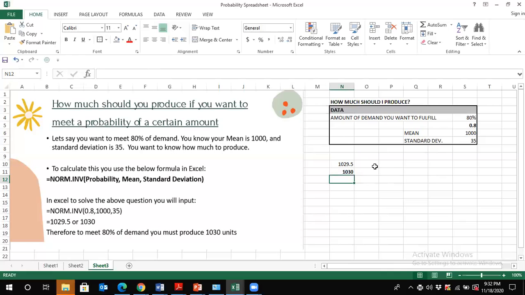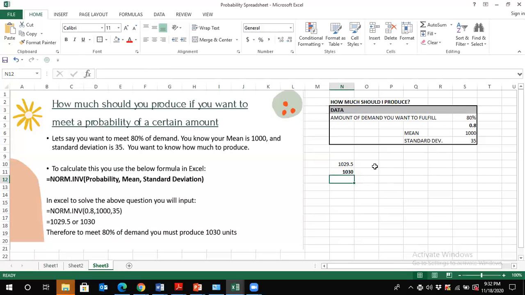So this is very useful information. Again, you have a certain percentage of the demand that you want to fulfill in mind, and this is kind of the opposite of what you did in the first example. Here you are calculating an exact amount of values that you are producing.